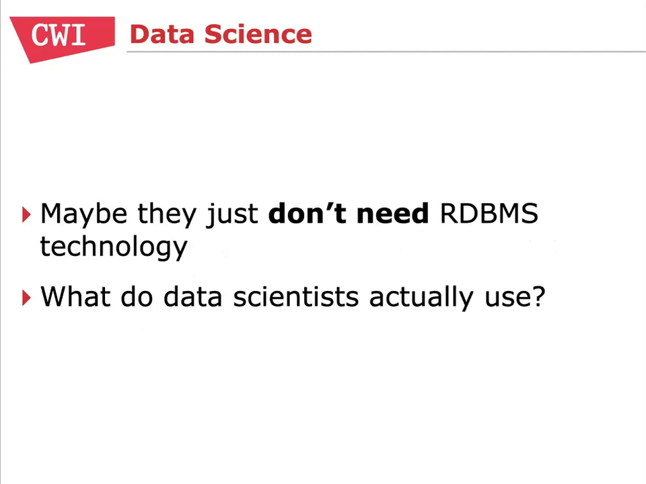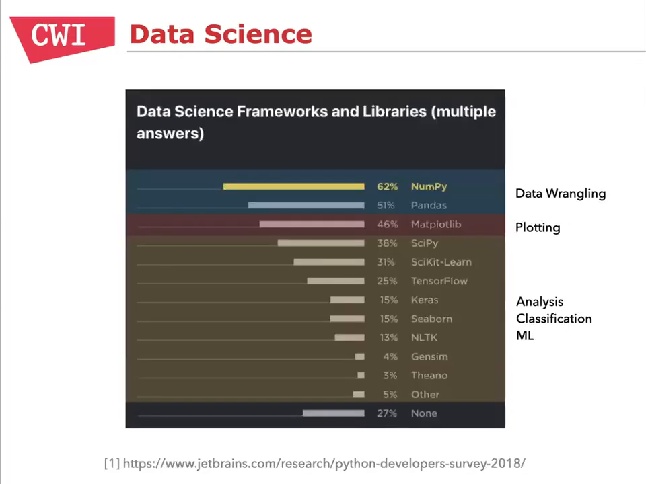So let's look at what data scientists actually use. Well, if we look at the most popular Python packages used by data scientists, we can see the top two are NumPy and Pandas, which are data wrangling libraries. Then we have Matplotlib, which is a plotting library for making shiny graphs, basically. And then we have a whole bunch of analysis, classification, and ML libraries like SciPy, TensorFlow, and such. I assume you've probably heard some of these names come by if you're not even using them yourself. So these are the top packages.